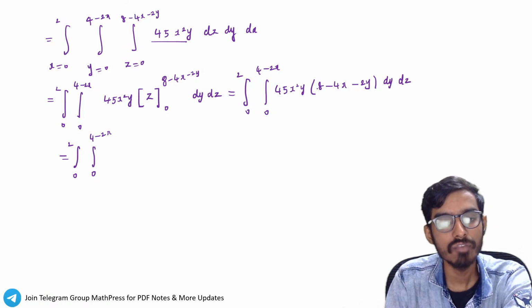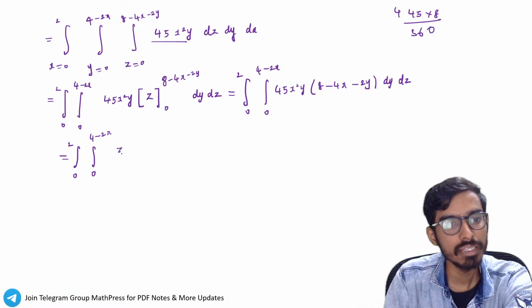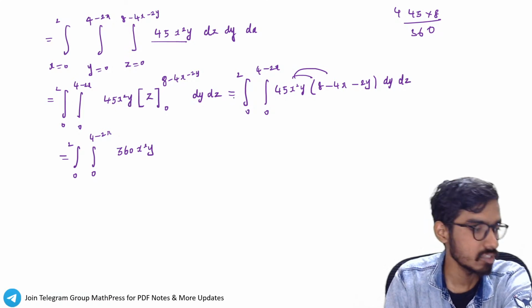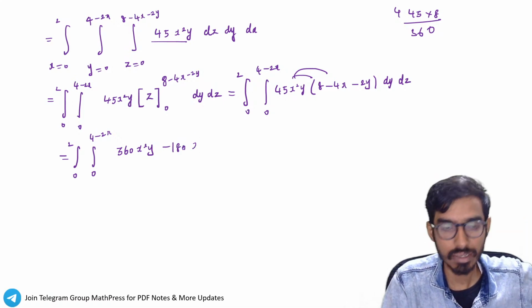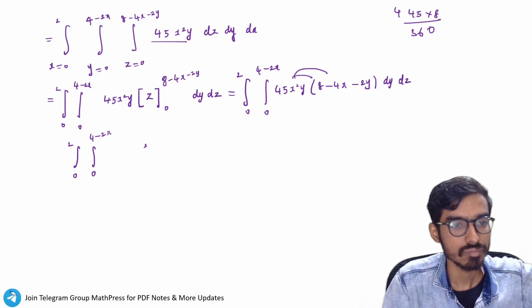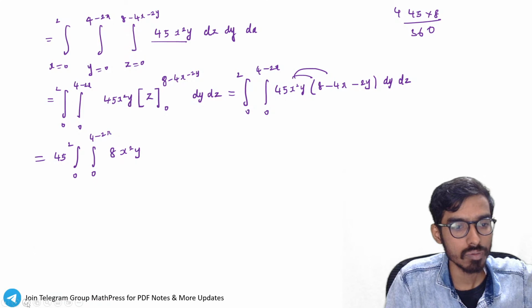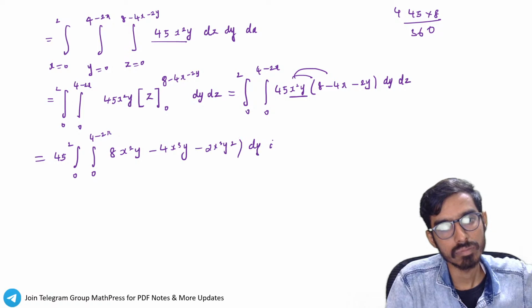So if you multiply this inside, 45 into 8 will be 8 5s are 40, 32, 360. So it will be 360 x square y. 45 into 4 will be 180, right? So minus 180 x cube y. I think I can take this 45 outside, right? Let's take this 45 outside. So just multiply only x square y. So we will have 8x square y minus 4x cube y, and here minus 2x square y square dy dx.